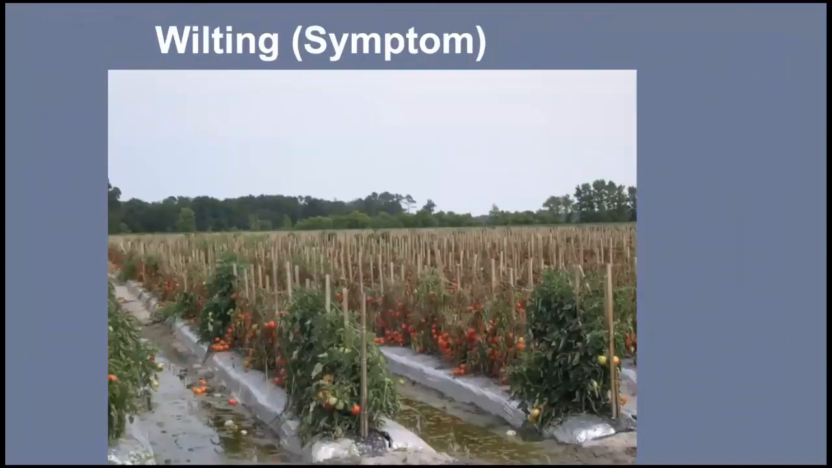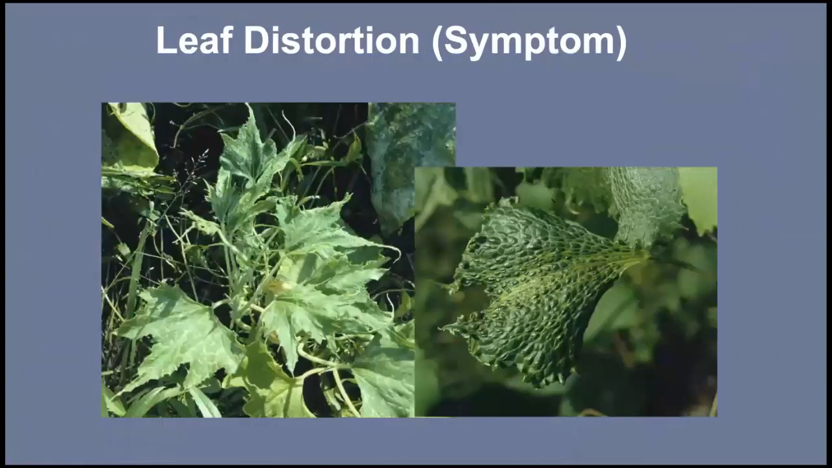Wilting, there's a lot of different forms of wilting as well. We'll talk about bacterial wilt in a little bit, where the plants go from green to basically dead in a day or two. Some wilts will actually cause yellowing or chlorosis when they wilt, so knowing those patterns is important also.